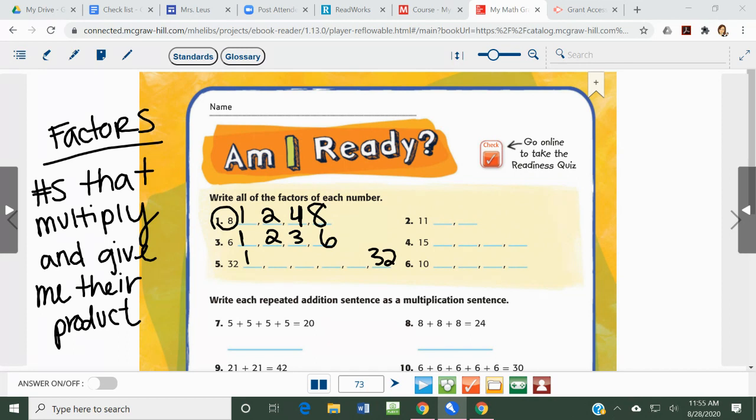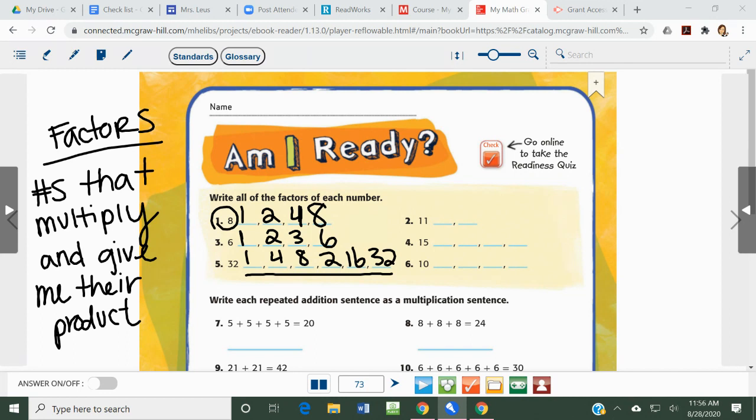So I know that 8 and 4 are factors because 8 times 4 is 32. And then I know that 2 and 16 are factors because 2 times 16 gives me 32. So even though I didn't write them in order, that's okay as long as you have them all written out.